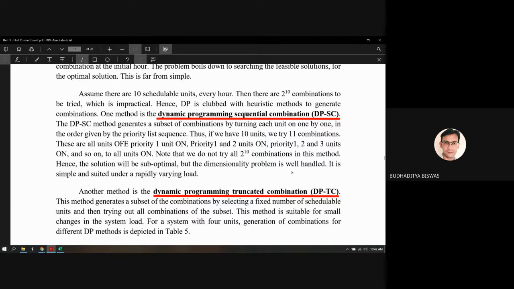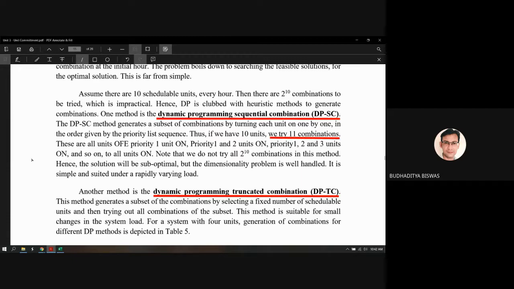Now, what is the difference between the DPSC and the DPTC? The basic difference is that in the DPSC, dynamic programming sequential combination, we switch on or commit one unit at a time, in the priority list sequence. Suppose we have 10 units. So we must try 11 combinations.